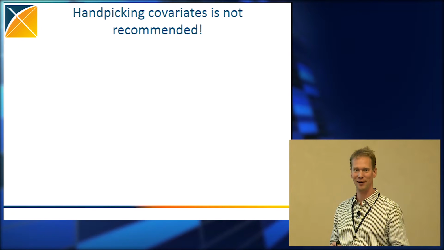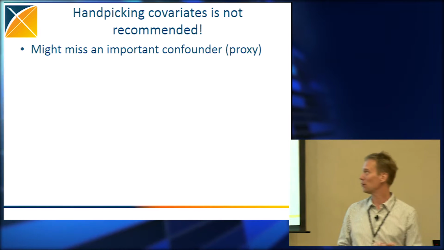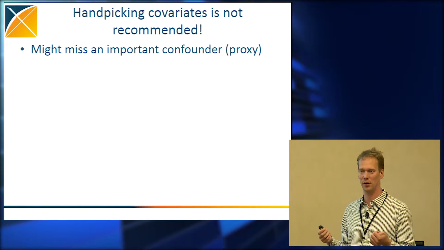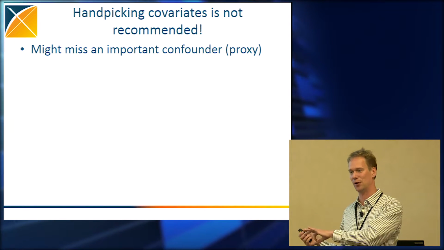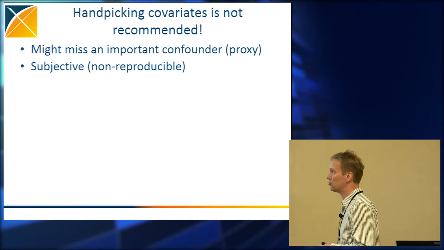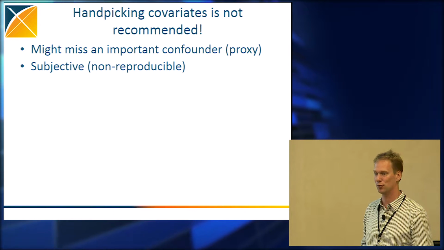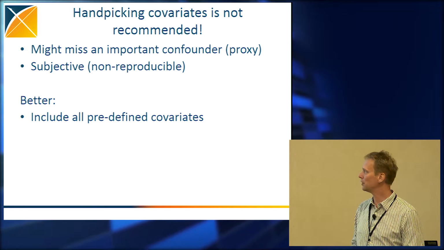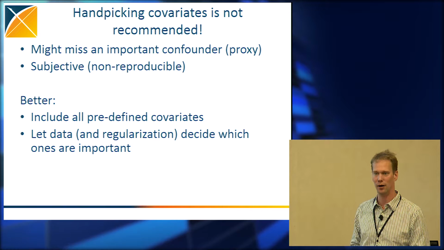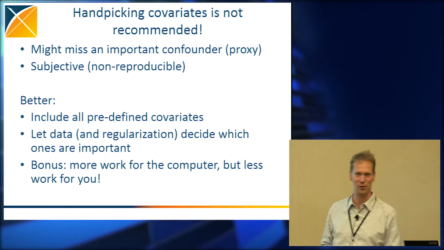So just a quick segue, and then I promise we go to lunch. So we usually don't handpick covariates. The reason is you might miss an important confounder. You might actually not know what an important confounder is, because it might not be exactly what you thought should be included but a proxy, but that's still good. And it's rather subjective. Somebody else will pick different covariates to include, so it's a non-reproducible way of doing a study. So we just throw in all predefined covariates and use the regularization to decide which ones end up in the model. And the bonus, of course, is that it's more work for the computer, less for you.